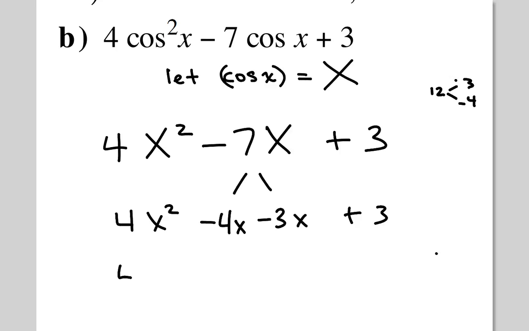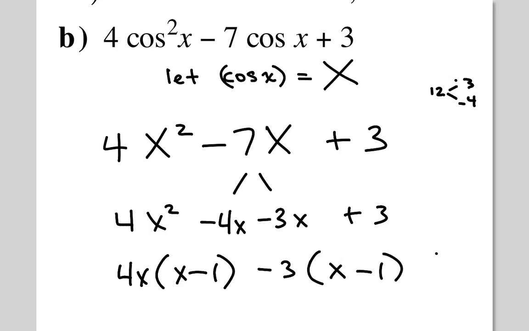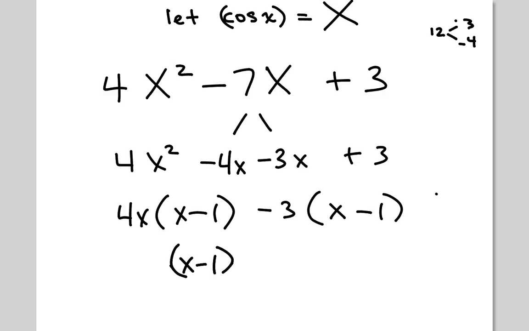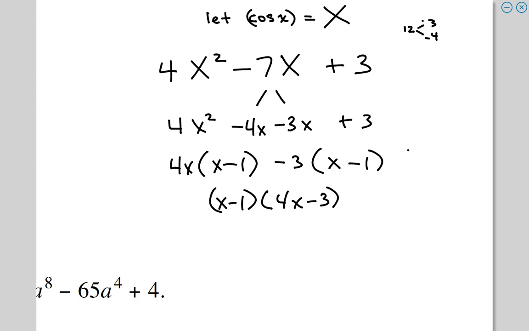I could take out a 4x. I get x minus 1. I could take out a 3, but I have to take out what kind of a 3? A negative 3, so that the signs switch and it matches. So I got an x minus 1 term, and a 4x minus 3 term, but I know that x is just this cosine x. So cosine x minus 1 and 4 cosine x minus 3.